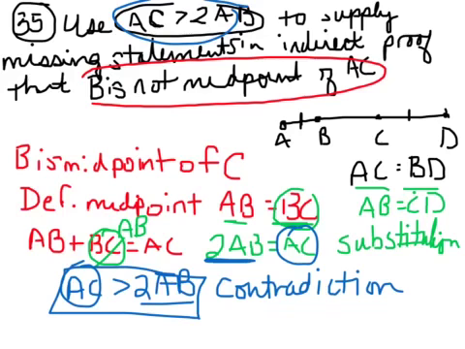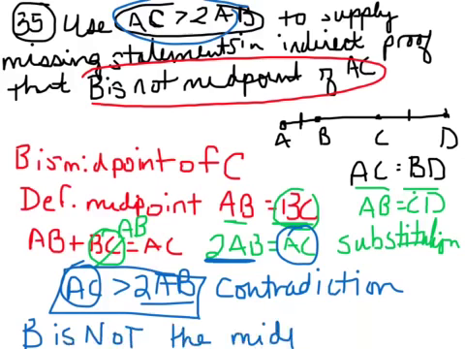So we say, therefore, our assumption is false. Therefore, since we assumed B was the midpoint of AC and our assumption was false, it follows indirectly that B is not the midpoint of AC. That's how an indirect proof works. And so that's how you would do number 35.